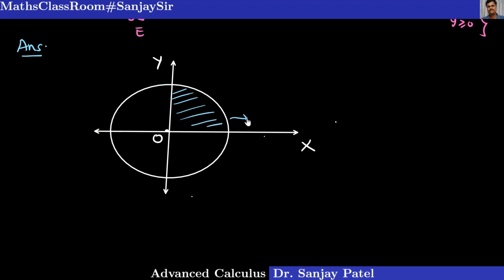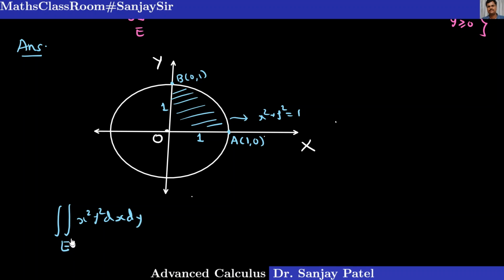So this circle is x square plus y square is equal to 1. The area is enclosed by this sector of the circle. Suppose this point I call A, then we know its coordinates are 1 comma 0, because this is radius 1, this is also 1, so the coordinates of the point B are 0 and 1. Let us decide that we want to integrate the given function x square y square dx dy over the region E with respect to y first.